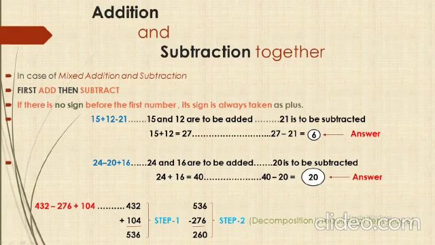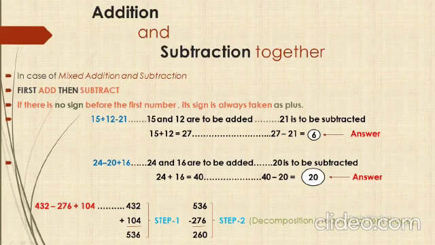In the next example, 24 minus 20 plus 16. It doesn't mean that you will subtract 20 from 24 first. No. Remember, first add, and the numbers which are to be added are 24 and 16. So 24 and 16 gives you 40. Then subtraction. 40 minus 20, the answer is 20.